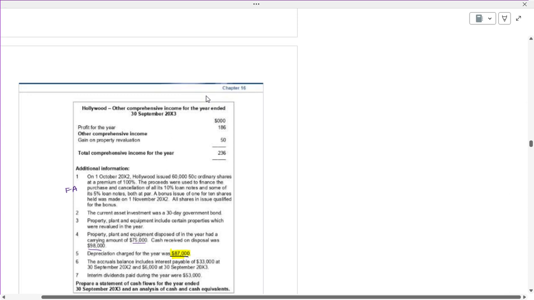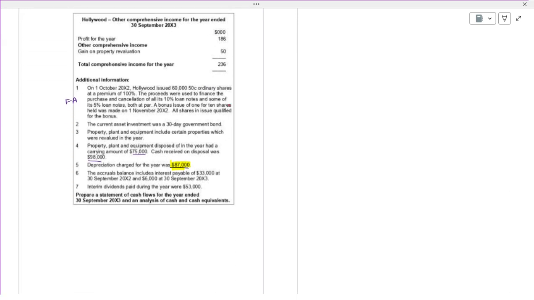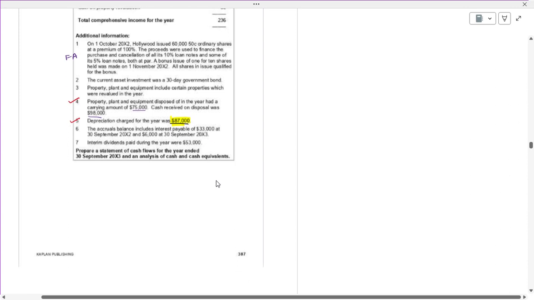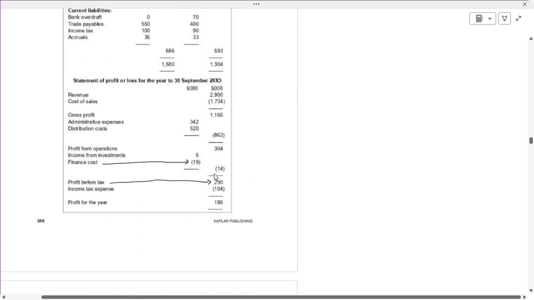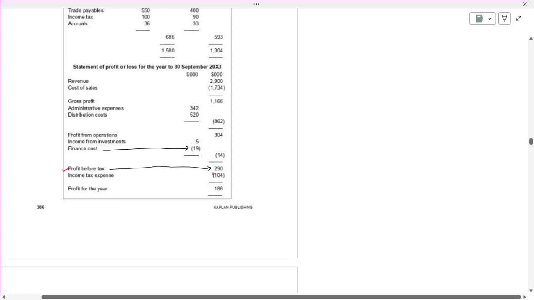See the thing. We have done current, property, plant, equipment, fine. We have done this. Accruals will take, interest payable. We'll see that. Interim dividends also we will see. Okay, fine. Now, see the profit and loss account. We have done profit before tax. We have done finance cost. We have done income from investments. How much will we get as the total?